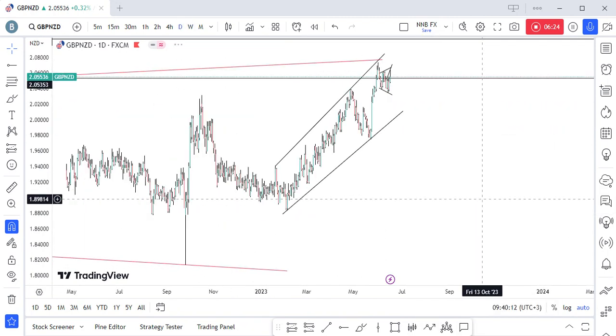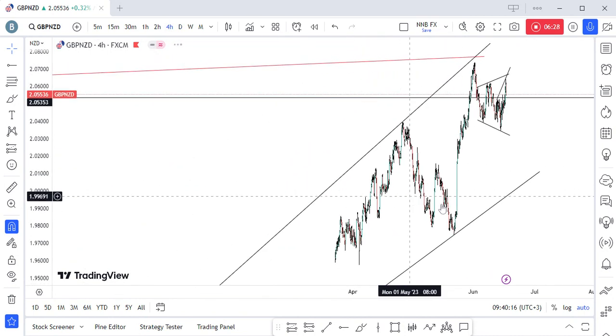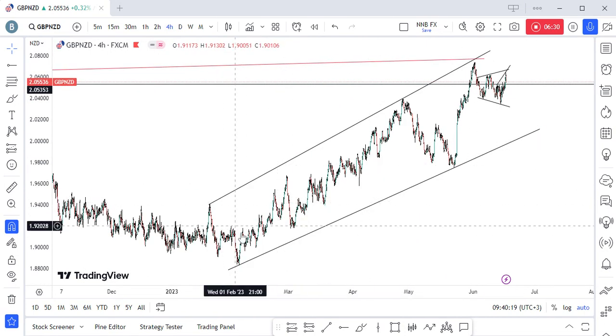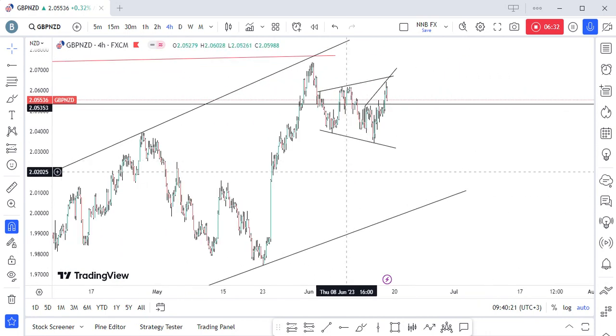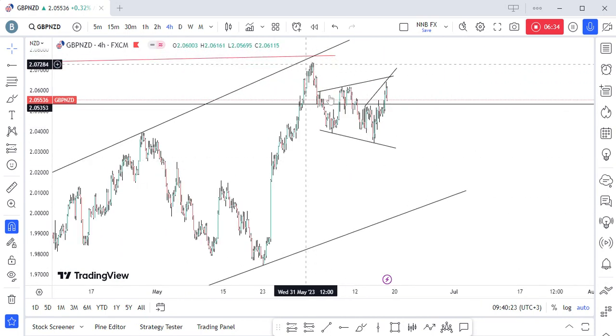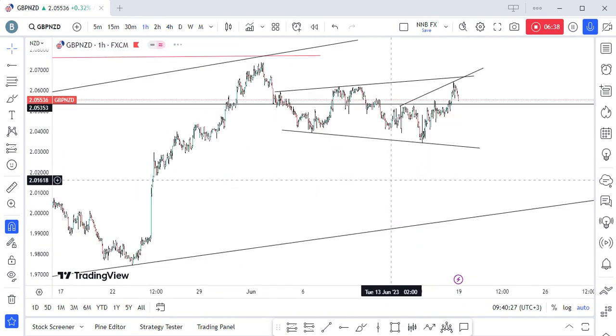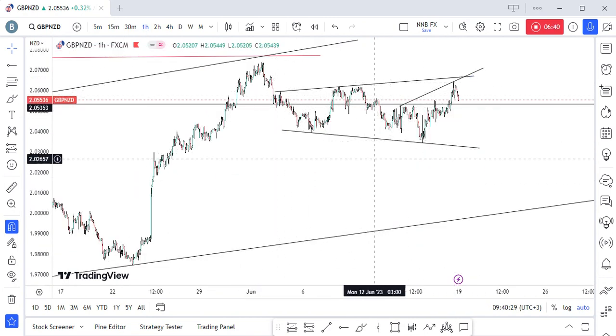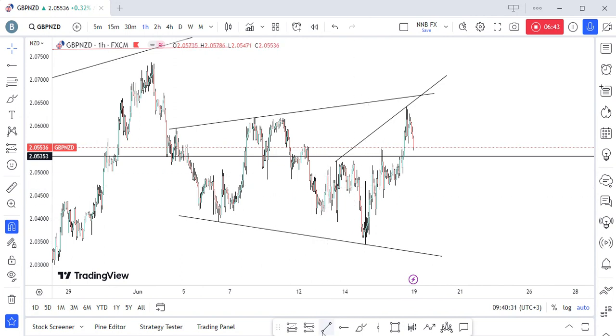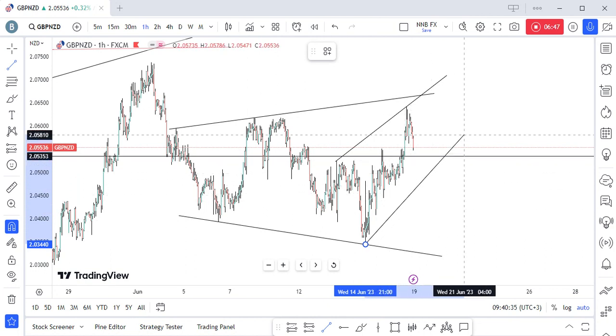If you go down to the daily time frame, you can see the market headed to the double top area in form of an expanding triangle, and it got there. It didn't get to the third touch, and it started correcting down. And with this, it's forming some sort of an expanding triangle. So I'll wait for the market to give me a convincing structure.